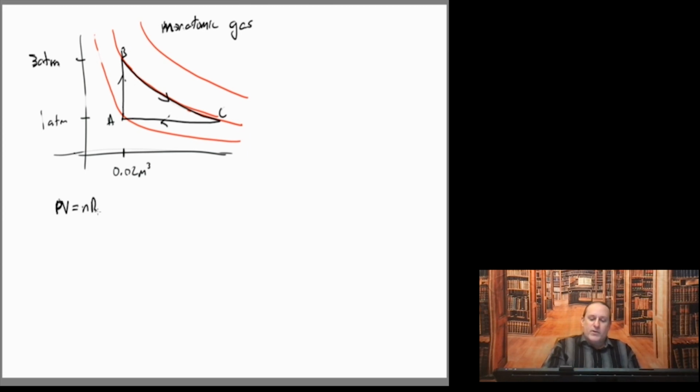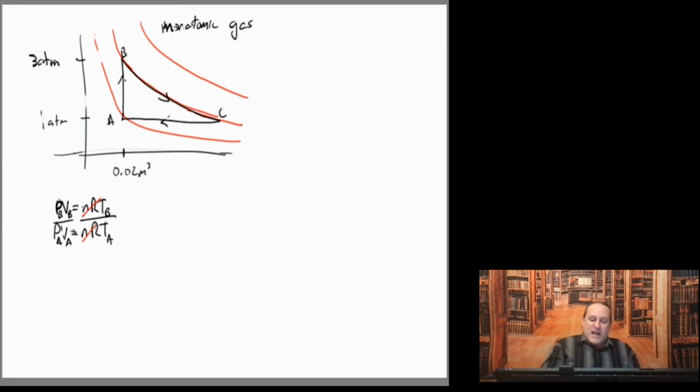PV equals nRT, and we write it twice. Remember, that's the trick. And since I'm trying to find the temperature B, I'm going to put the B's on the top and I'll put A's on the bottom. Then we divide these two equations.